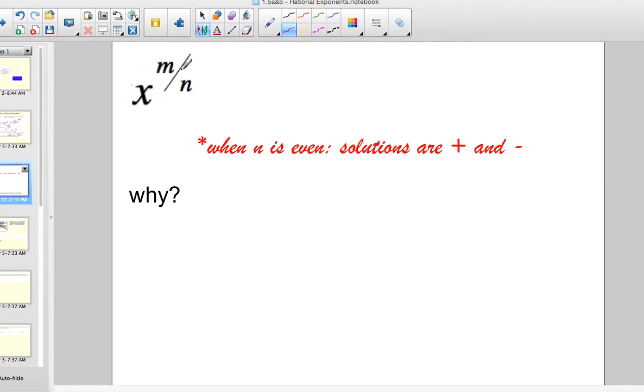Okay, now what we need to think about is x to the m over n. When n is even, you have positive and negative solutions. And you might ask yourself why? Well, because if you have an even root, like a square root of 5, that usually accounts for plus and minus because you created the square root, so you need to account for plus and minus. And it works the same way with a fourth root, because if you multiply a negative number, fourth root of 40 or something like that, right?